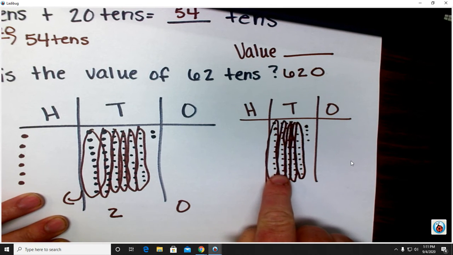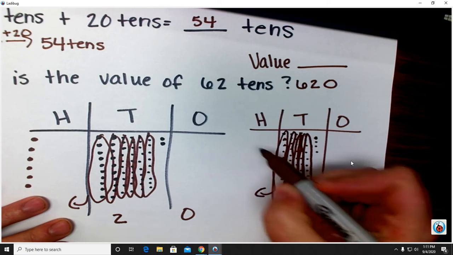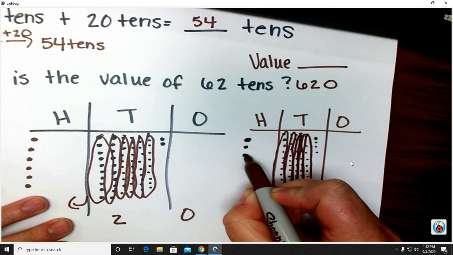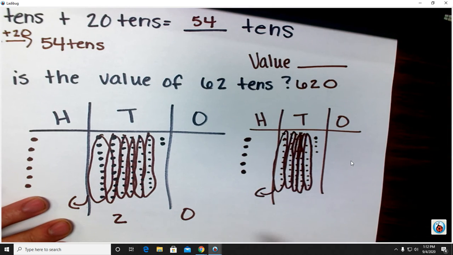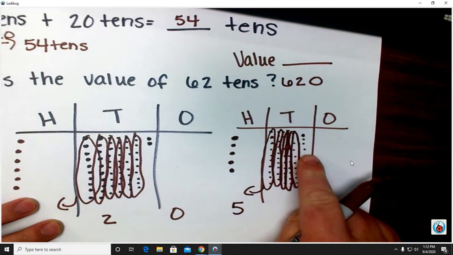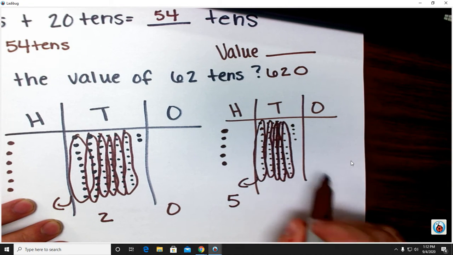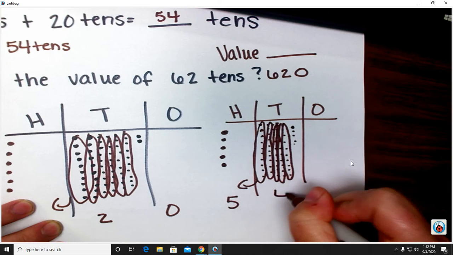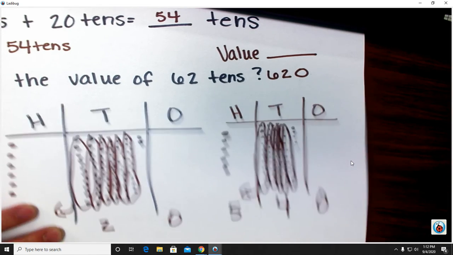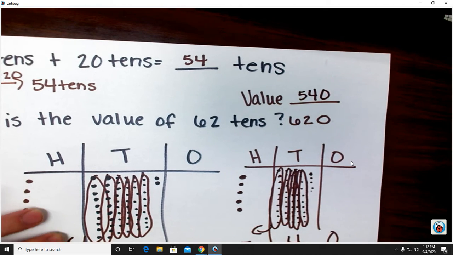So I have 1, 2, 3, 4, 5. I have 5 groups of 10 that can move over here. So that means I have 5 hundreds. But I have tens left over because they weren't grouped in bundles of 10. So I have to bring those down. 1, 2, 3, 4, and 0 ones. So 54 tens is actually 540.